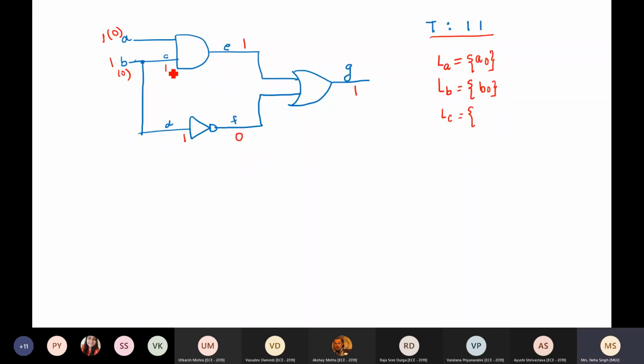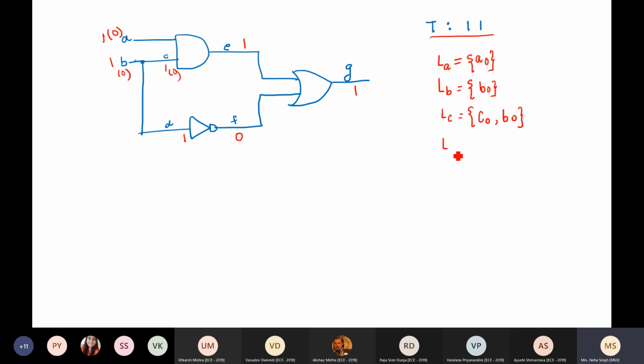C की actual value is 1. So if this is stuck at 0, then I can have a fault. The other possible fault is, if B is stuck at 0, because B अगर stuck at 0 हो गया, then at C it may be propagated, right? Hence this contains B0 as well. So LC will have C0 and B0.